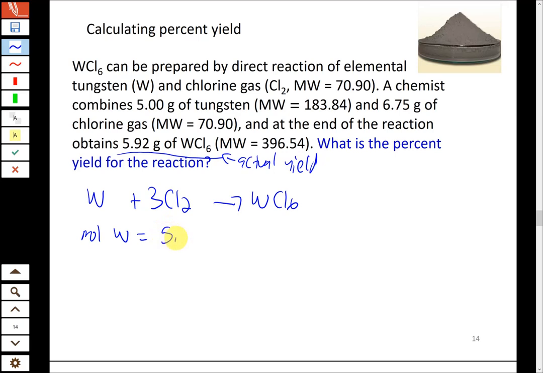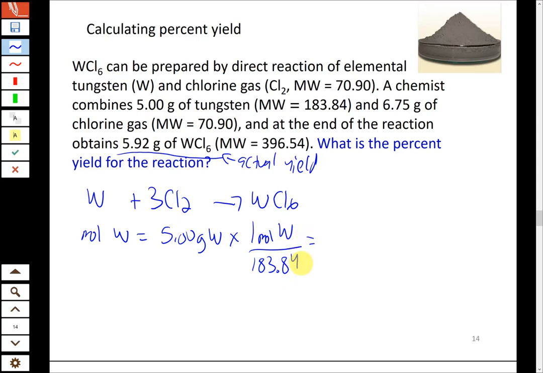So we have 5 grams of tungsten. It's an element, but we're giving you the atomic mass, so you don't have to look it up on the periodic table. You might be wondering why tungsten is abbreviated as W. It's because it's from, I believe, a German word, Wolfram, or something like that. So the element was originally named in a different language that begins with a W, but they kept it as W when they renamed it as tungsten.